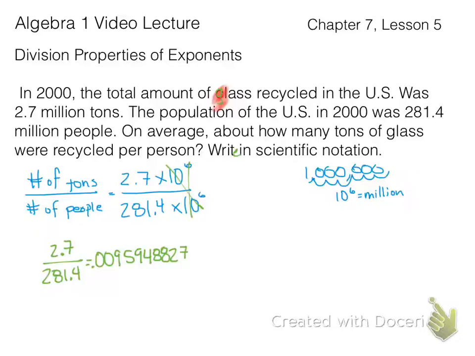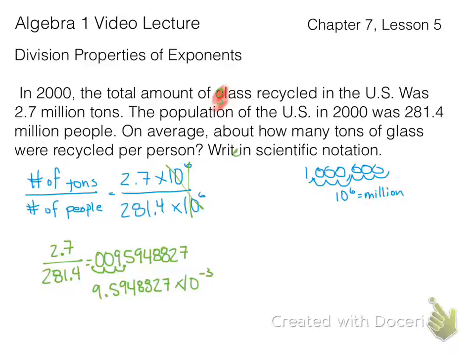All right, so I'm going to divide, and 2.7 divided by 281.4 is going to be 0.00959488827. And then put that into correct scientific notation. Since it was small and tiny, when you move the decimal place, it's going to have a negative exponent. So it's going to be 9.59488827 times 10 to the negative third.